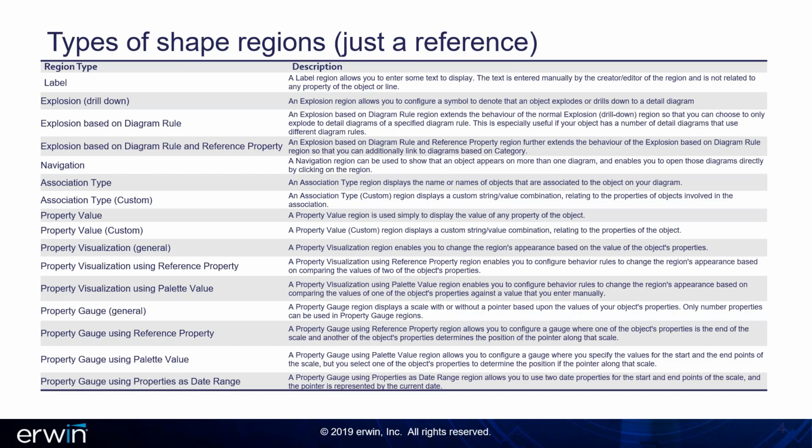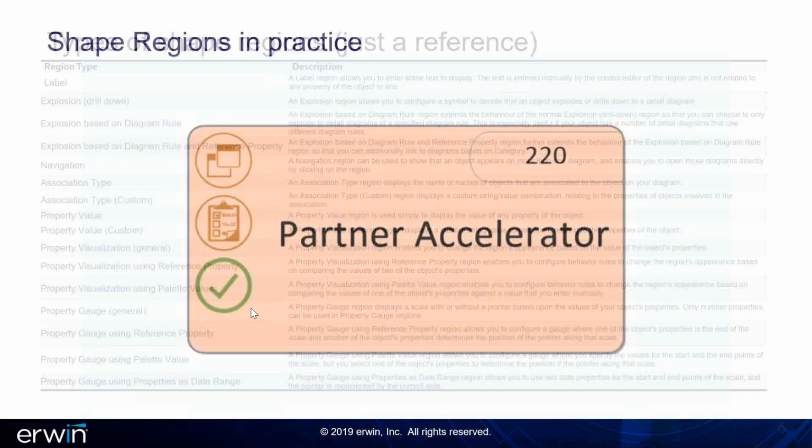I always recommend that you review existing diagram examples that ship with the product so that you can get an idea of what you'd like to see, how you'd like to see it, the type of shape region that would show you what it is that you're trying to display. So it's always good to just look at examples that someone else might have done to get an idea. You'll notice on this list, a lot of the shape regions are for properties and a few for associations, and then there are a few other ones like explosions or drill downs and labels, but most of them are about properties, so keep that in mind.